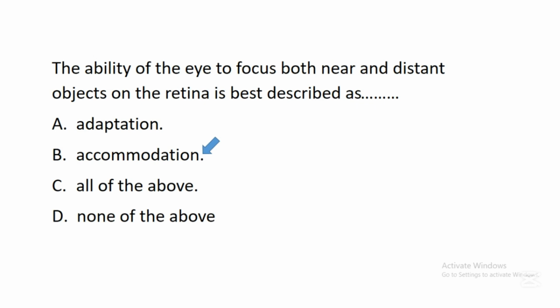Accommodation. So this accommodation is the ability of the eye to focus both near and distant objects on the retina. So once the eye has this ability, it means that an individual can see both close and distant objects without any form of stress.